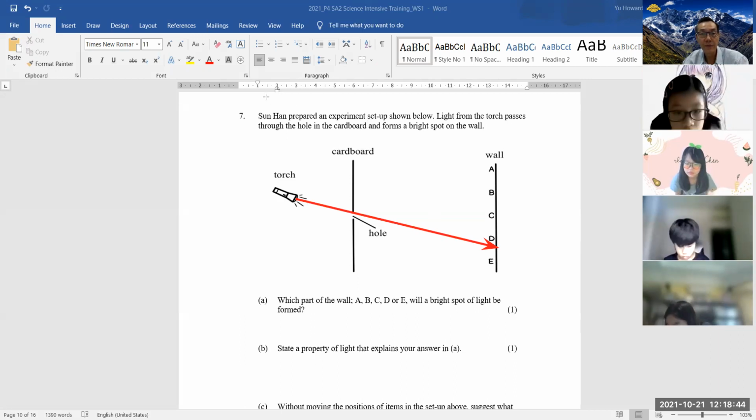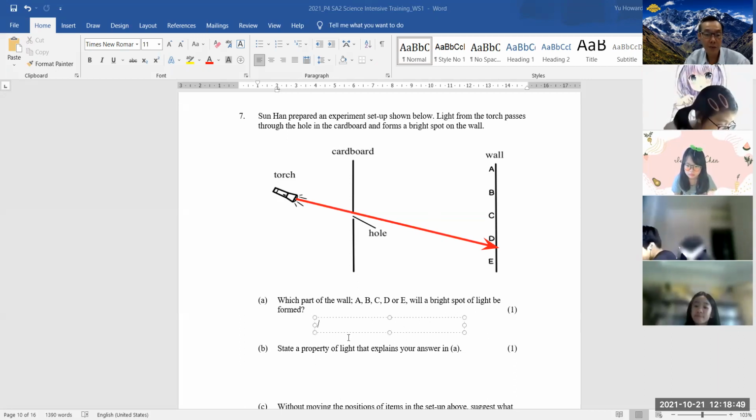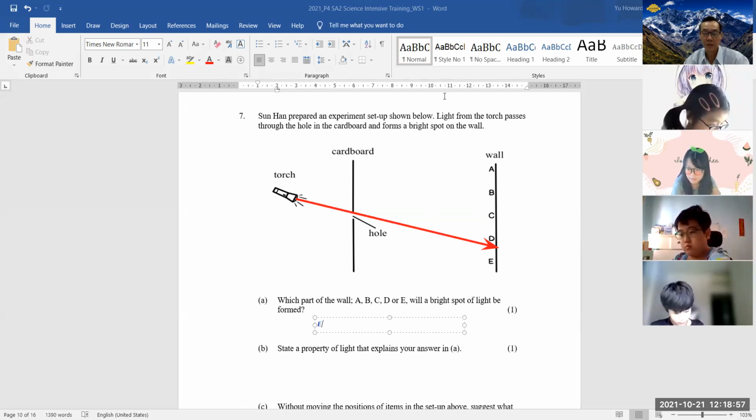Sanhan, take a pencil and ruler, right? And then do this thing which I just showed you. Already done it. Okay, good. So the answer is E.